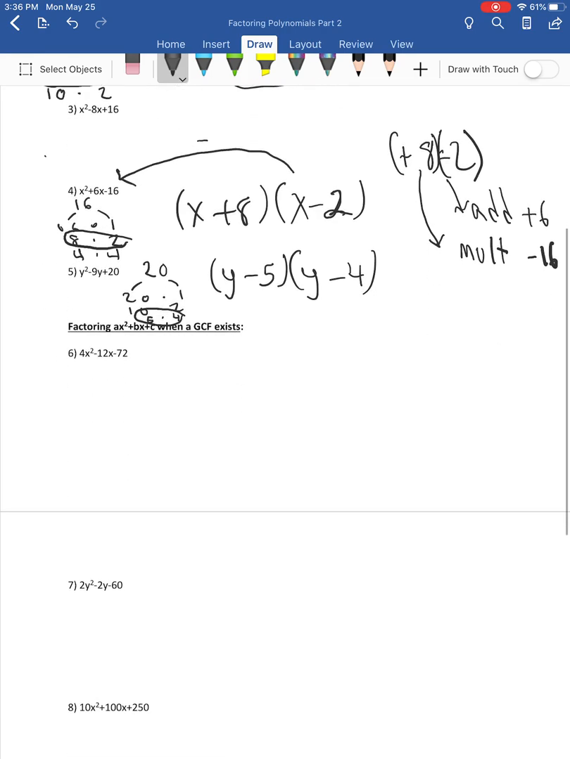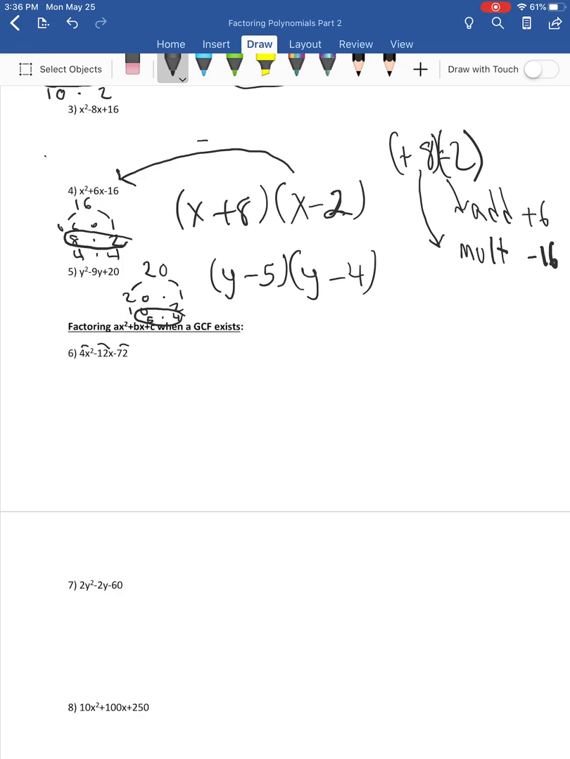Okay. The rest of them, factoring the trinomial when we have a GCF, all right? So number 6, what do these three terms have in common? The 4x squared, the negative 12x, and the negative 72. Well, they're all multiples of 4, right? Because 4 times 1 makes 4. 4 times negative 3 makes negative 12, and 4 times negative 18 makes the negative 72.